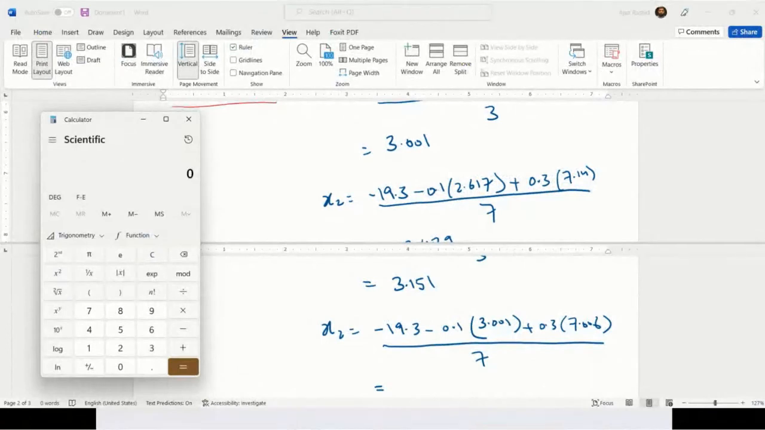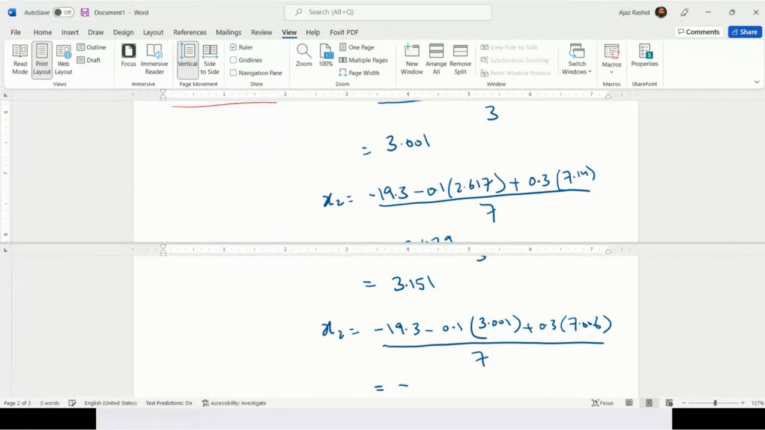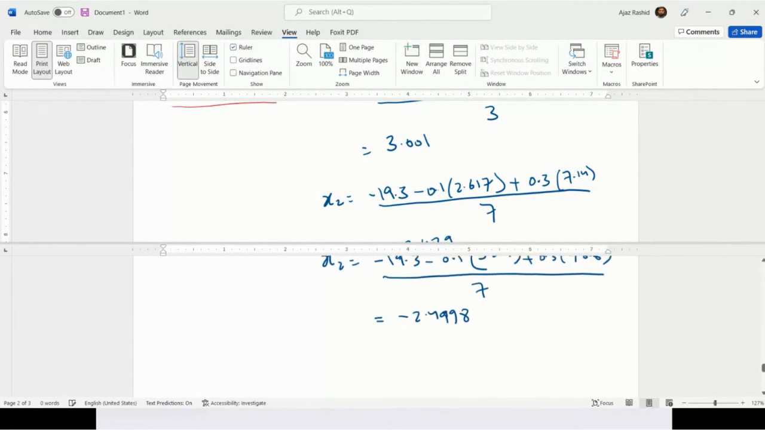So x2 is minus 19.3 minus 0.1 into 3.001 plus 0.3 into 7.006, divided by 7. So that's minus 2.4998. And x3.